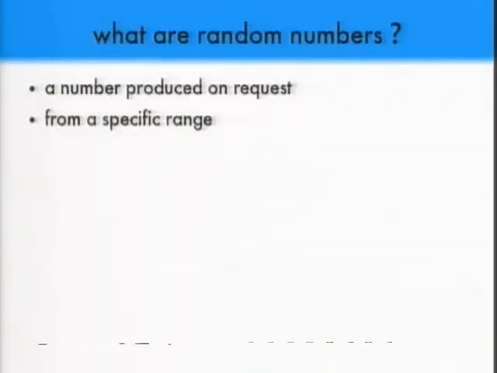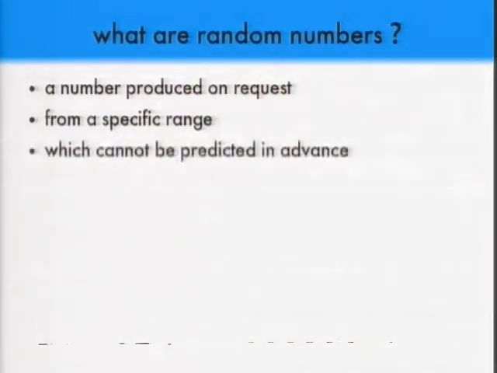What are random numbers? I think we all have a pretty basic, intrinsic understanding of what a random number is. But just to be clear for the purposes of instruction, a random number is a number produced on request from a specific range. So random numbers, at least in computer science, are always bounded on both ends. This number cannot be predicted in advance.